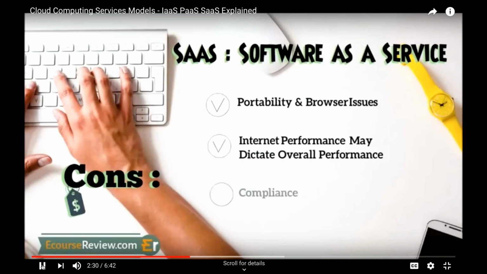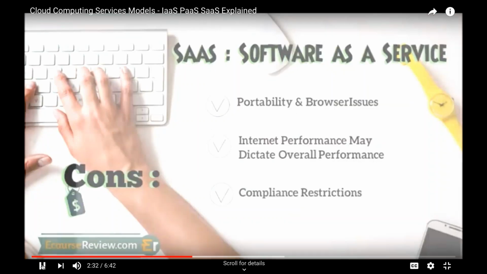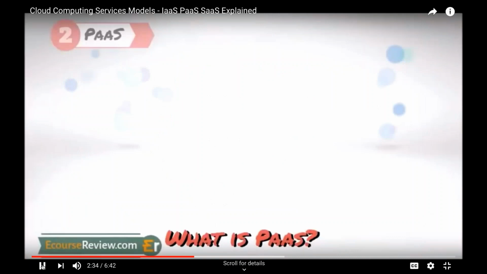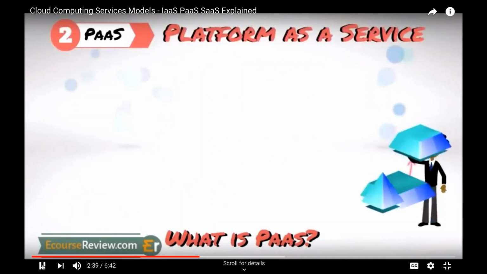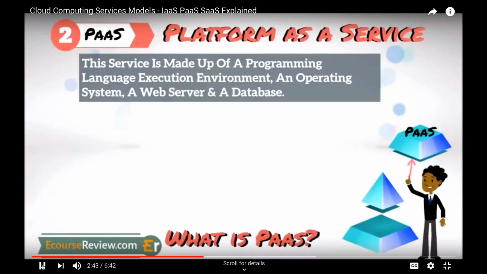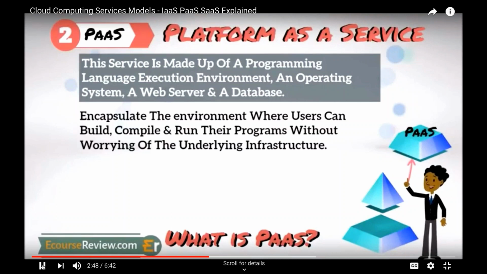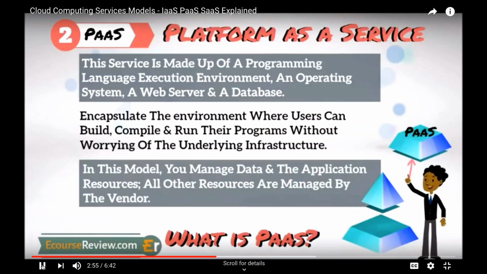What is PaaS? PaaS, or Platform as a Service. This service is mainly a development environment and is made up of a programming language execution environment, an operating system, a web server, and a database. All of this encapsulates the environment where users can build, compile, and run their programs without worrying about the underlying infrastructure. In this model, you manage data and the application resources. All other resources are managed by the vendor.